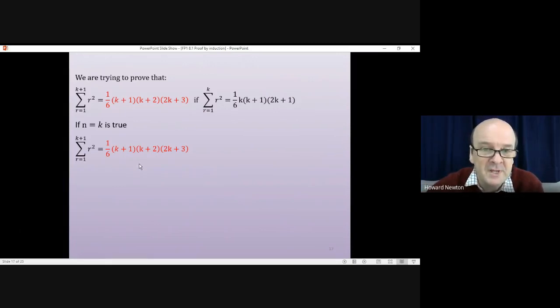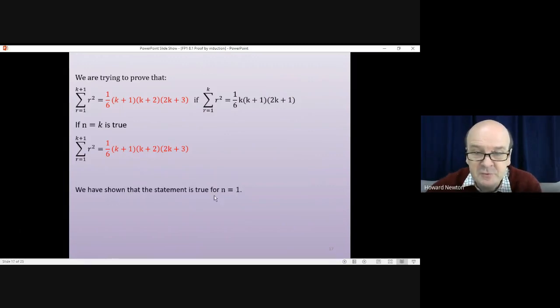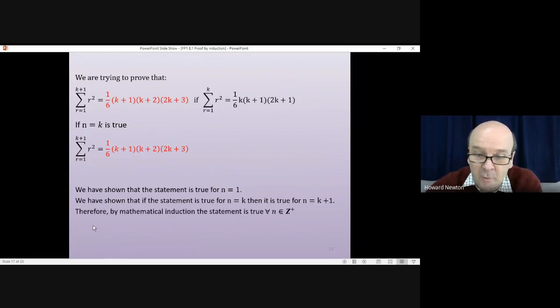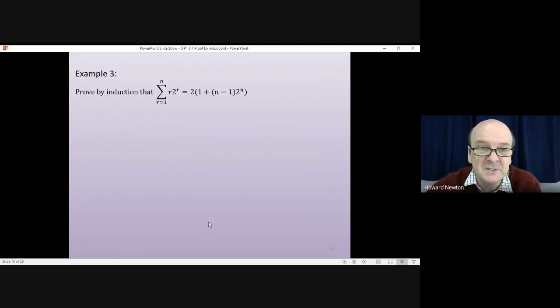That's what we've already done. But having done that, we've shown that the statement is true for n equals 1. We've got the process started. And we've shown the important piece of logic, that if the statement is true for n equals k, it is also true for n equals k plus 1. Therefore, by mathematical induction, the statement is true for all values of n that are positive integers.